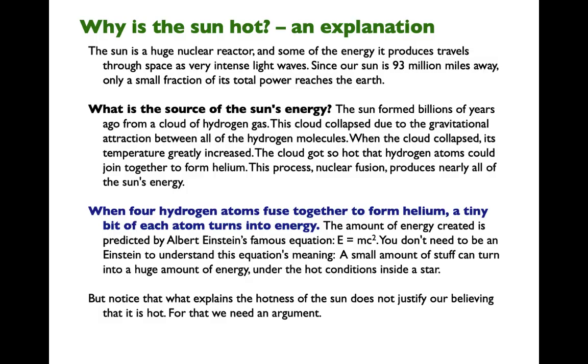Here's the explanation. Why is the sun hot? The sun is a huge nuclear reactor, and some of the energy it produces travels through space as very intense light waves. Since our sun is 93 million miles away, only a small fraction of its total power reaches Earth. Notice what explains the hotness of the sun does not justify our believing that it is hot. For that, we need an argument.